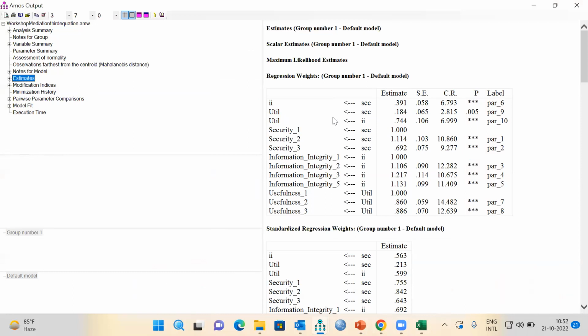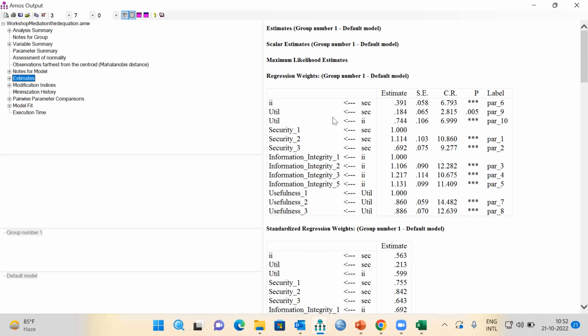Are both of them significant or not? Yes, Professor. So all three paths are significant, or all three regression equations, everything is significant. Now, a very important part of this is, as I told you, to remember the values.